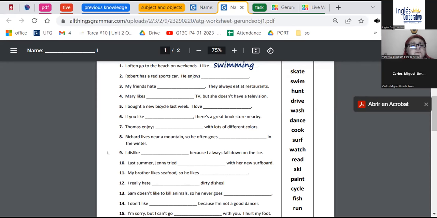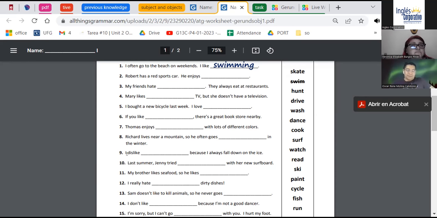What's the difference between skating and skiing? Skiing is skiing on the snow. And skating, I think, or maybe the other way around, I don't know. Skiing is on the mountains, with the ice, those snowy mountains where you slide down. So that's skiing. And skating is like skateboards. So you can also go ice skating. Okay. So what's your final answer? Richard lives near a mountain, so he often goes skating in the winter.